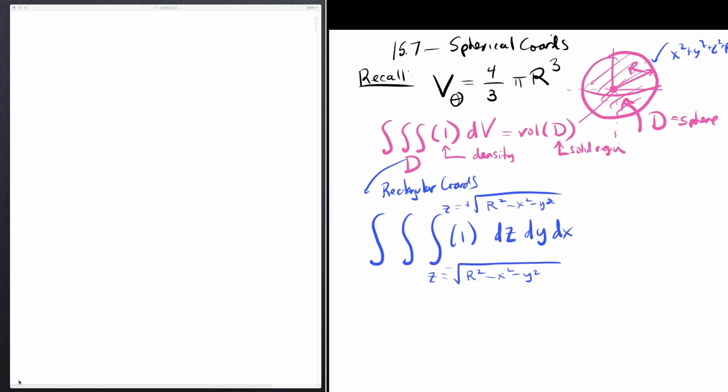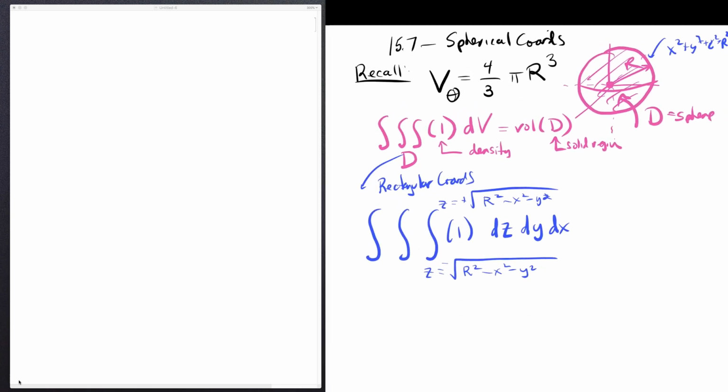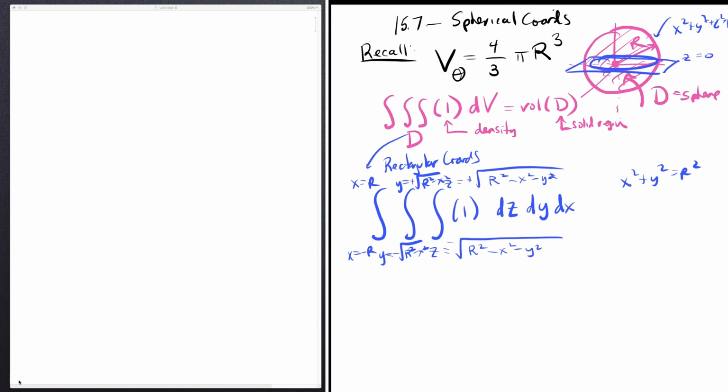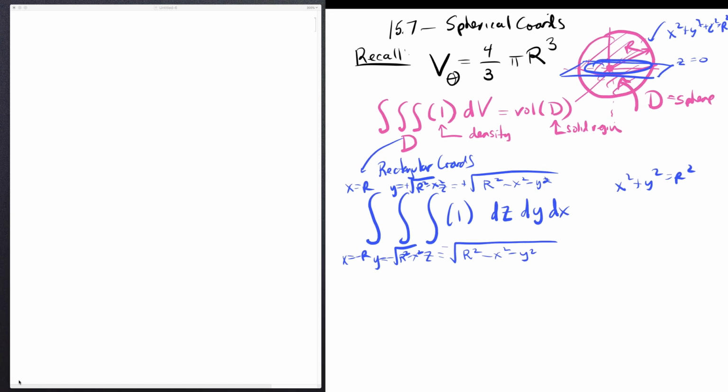Now, it might be easy to set this problem up, but it might be hard to evaluate. So now we look at what's going on in the z equals 0 plane. We'll find that x squared plus y squared is equal to r squared. So y would go from negative square root of r squared minus x squared up to positive square root of r squared minus x squared, and then x would go from negative r to r. And that is the integral you're looking at if you want to do rectangular coordinates. But fortunately, there is an easier way.